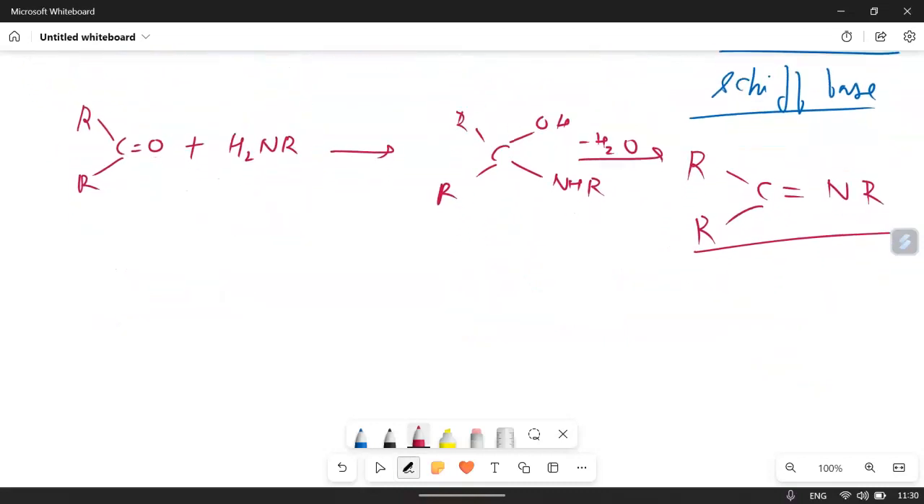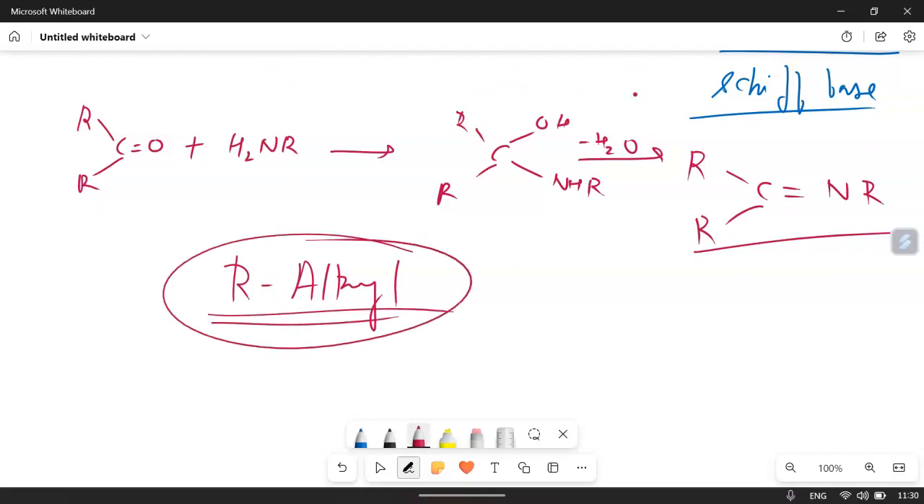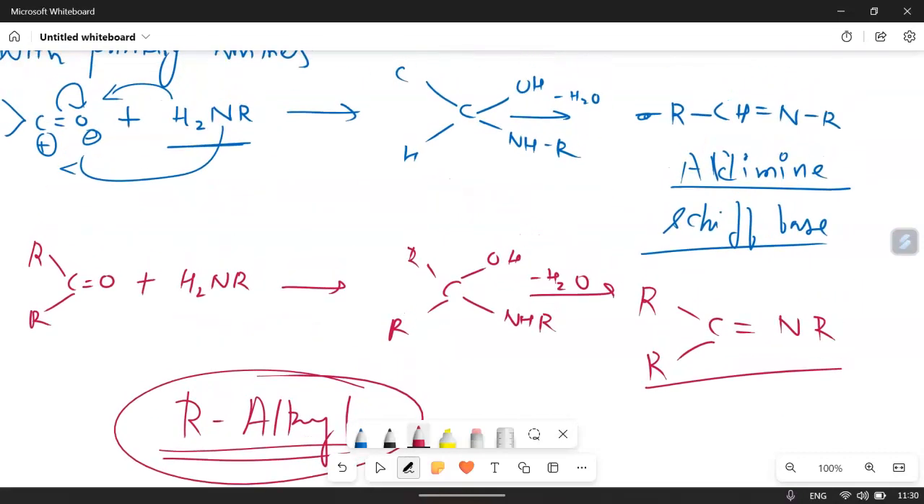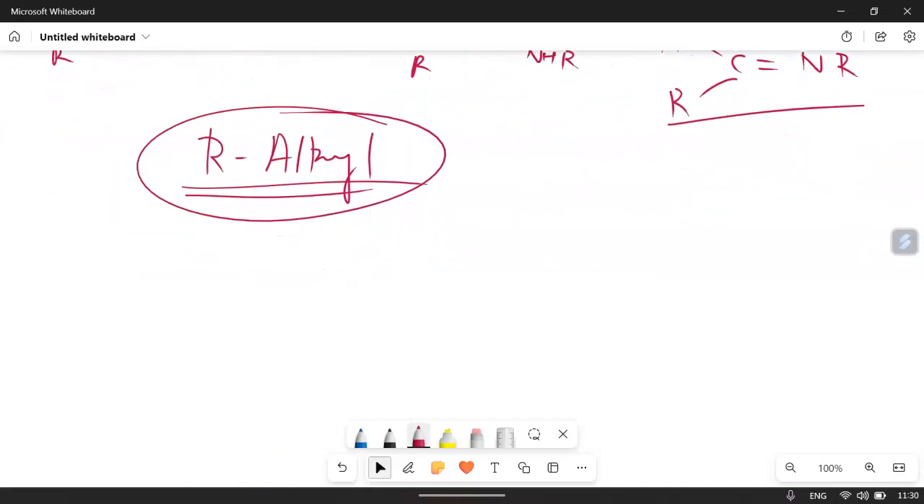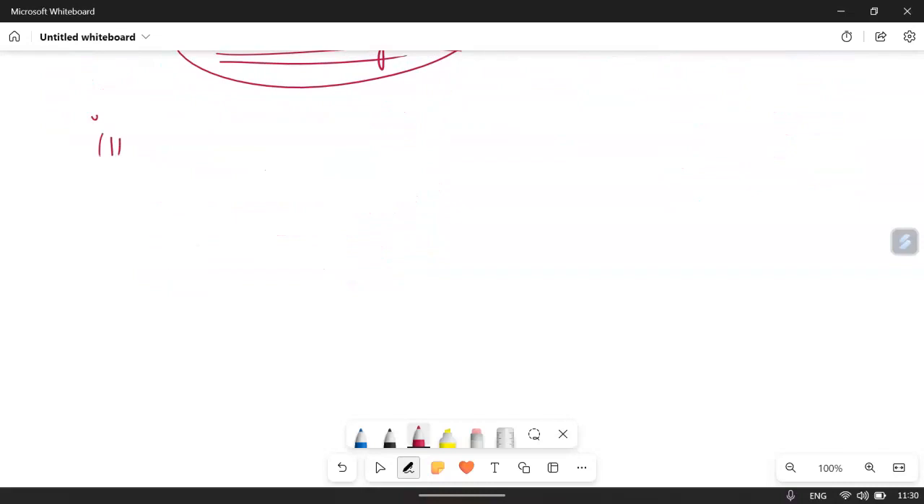You can write down the example. R could be any alkyl group, and you will get the example. Write down one example of each. The reaction follows like that, and this is very important, Schiff base. Okay.